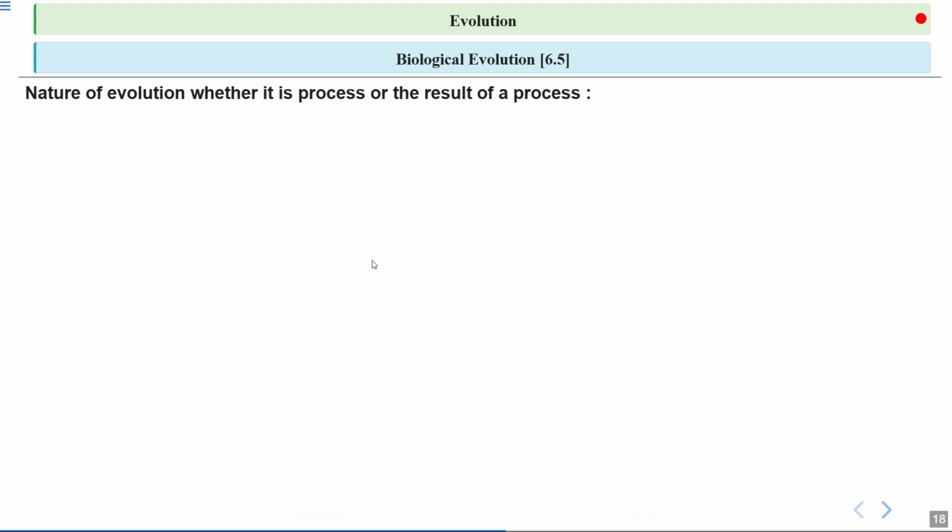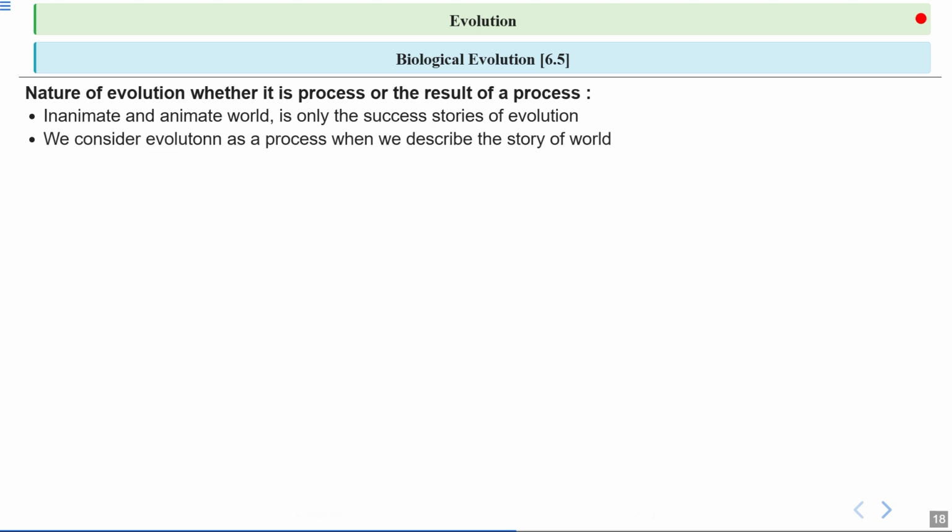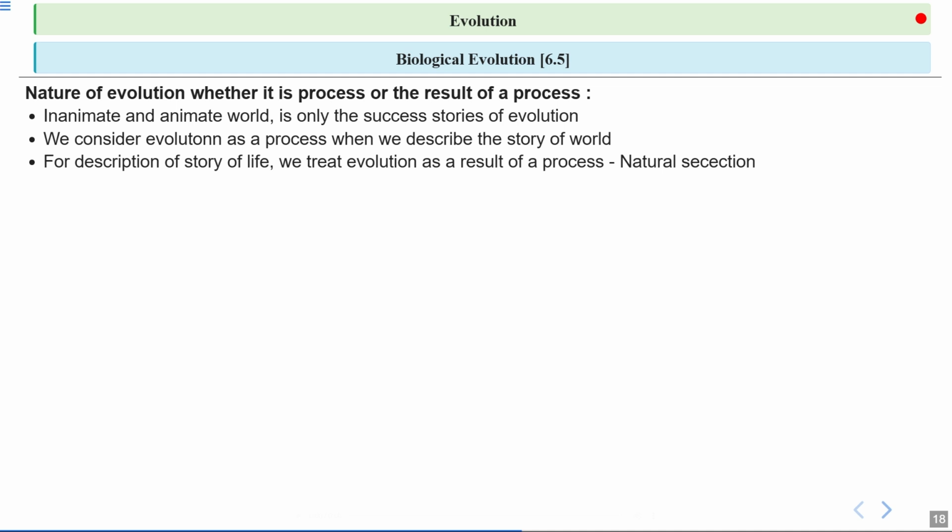Now let's talk about the nature of evolution, whether it is a process or the result of a process. Okay, now the living and non-living world. The inanimate and animate world are only the success stories of evolution. We consider evolution as a process when we describe the story of the world. Clear? For the description of the story of life, we treat evolution as a result of a process, which is natural selection.